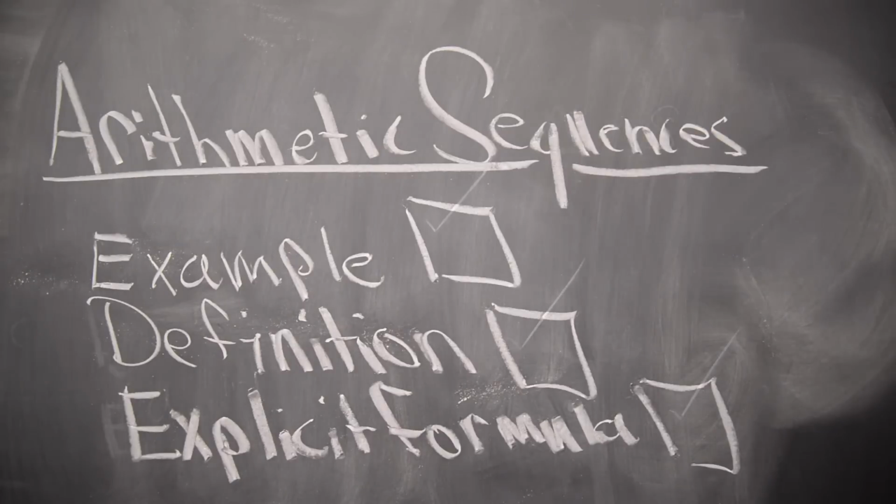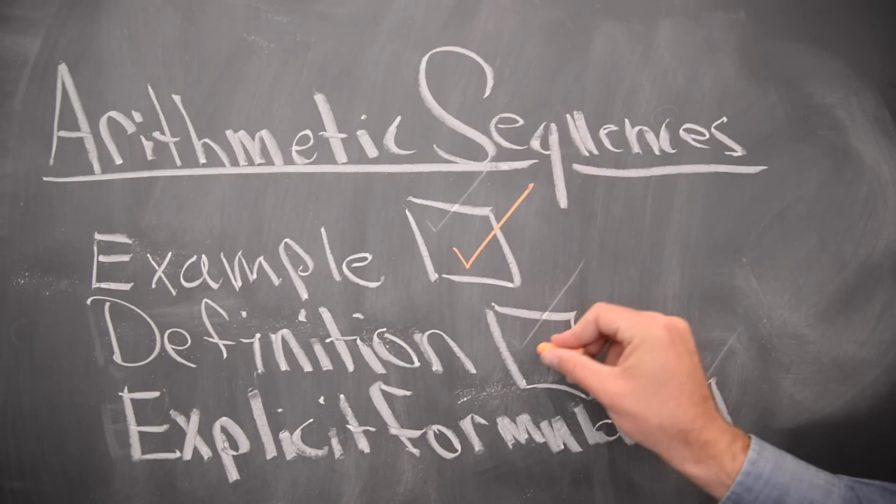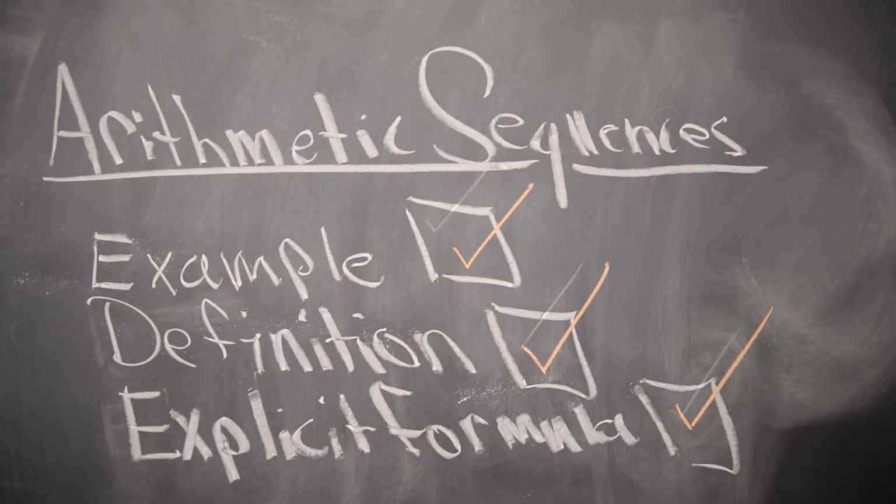We worked with an example. We wrote down the definition, and we found an explicit formula for the nth term in an arithmetic sequence. You should now be ready to try some problems for yourself.